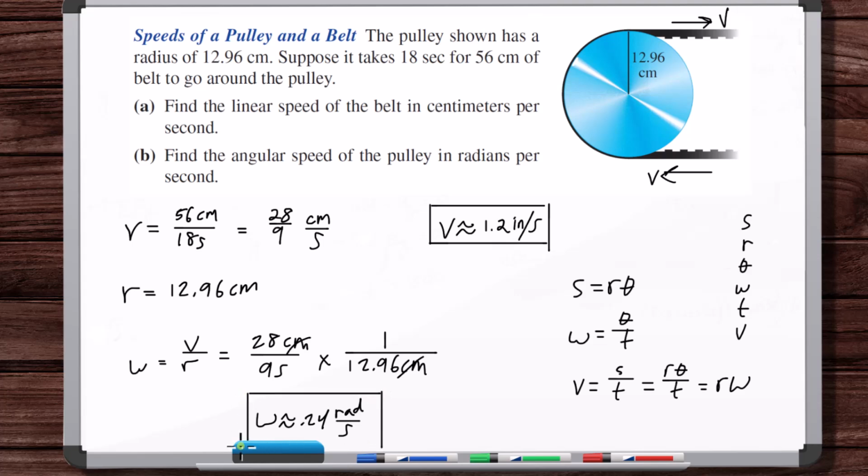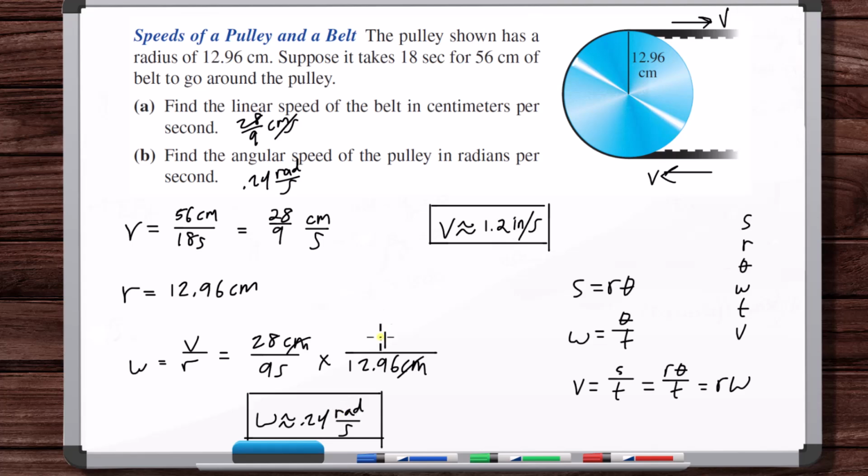And similarly, you could convert this to an intuitive unit if you wanted to, like we did with inches per second. Well, I shouldn't have boxed this in, because the question asked for 28/9 centimeters per second. So that's the answer to the question. These are the answers to the question, but in a real life situation, you could potentially put those units into something more intuitive. So we would say, how many revolutions per second or per minute?